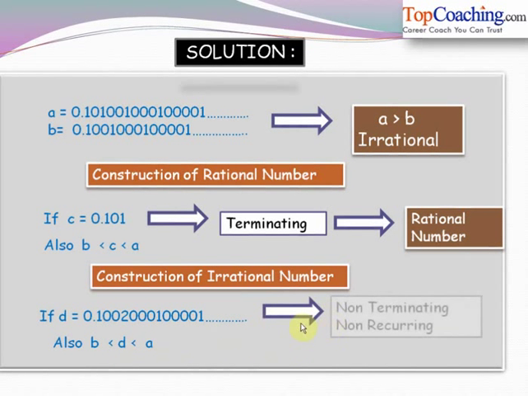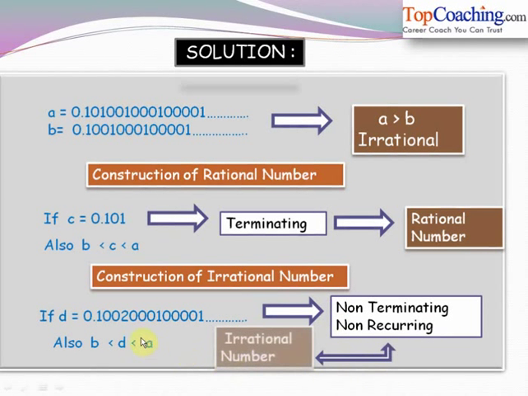Also, we see that this is a non-terminating and a non-recurring decimal because we do not see a fixed pattern over here, and of course this is non-terminating. Thus, we can say that D is an irrational number. So, D is an irrational number between A and B, and also C is a rational number between A and B. Thus, we have successfully solved this problem where we had to find a rational number and an irrational number between two numbers A and B.